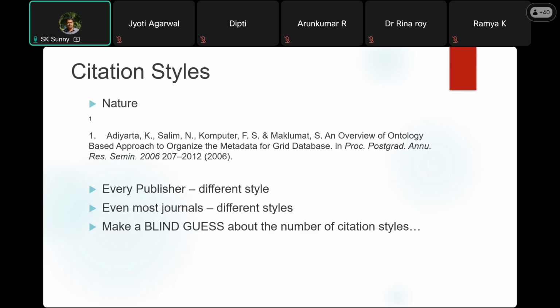I would request you to make a blind guess about the total number of citation styles which exist on this earth today. Make a blind guess, unmute yourself and just make a blind guess. Nobody is speaking or nobody is listening.